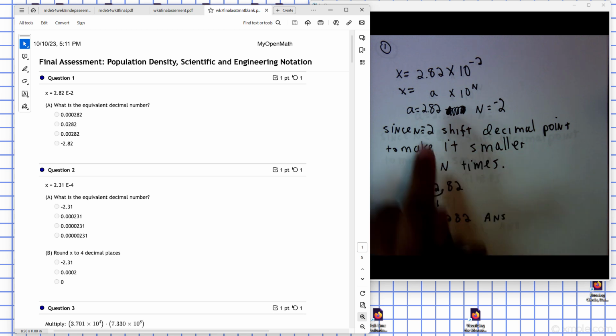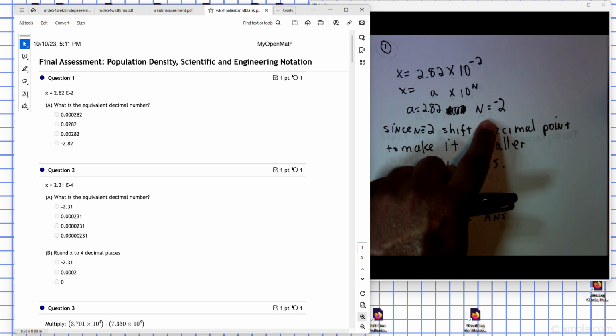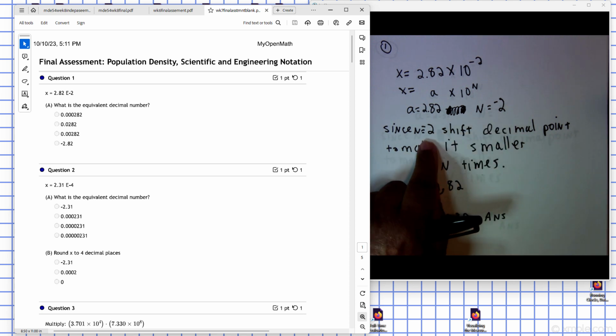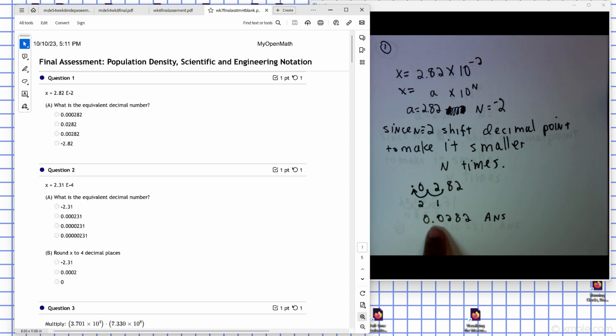And I identified my A, and my A is 2.82, and my N is a -2. So since this is a -2, I'm going to shift it to make it smaller n times. So I take that 2.82 and shift it 2 places to the left here, making it smaller, and end up with 0.0282 for my answer.